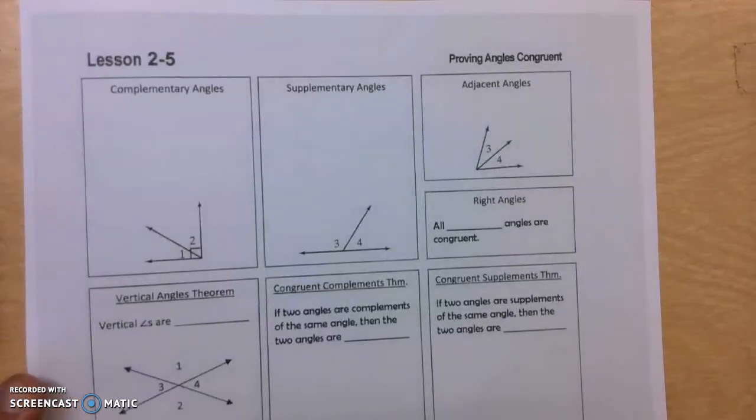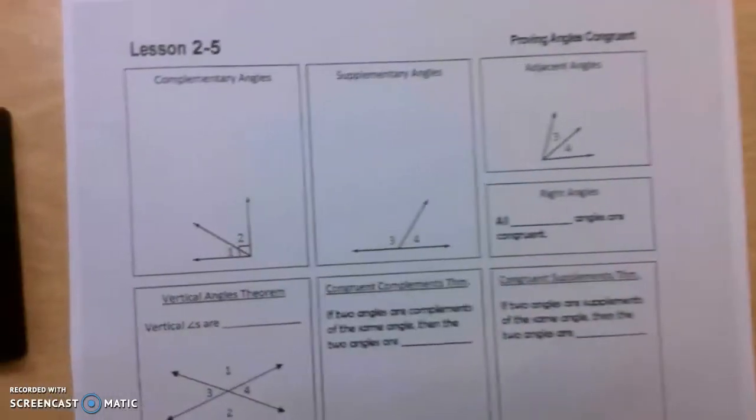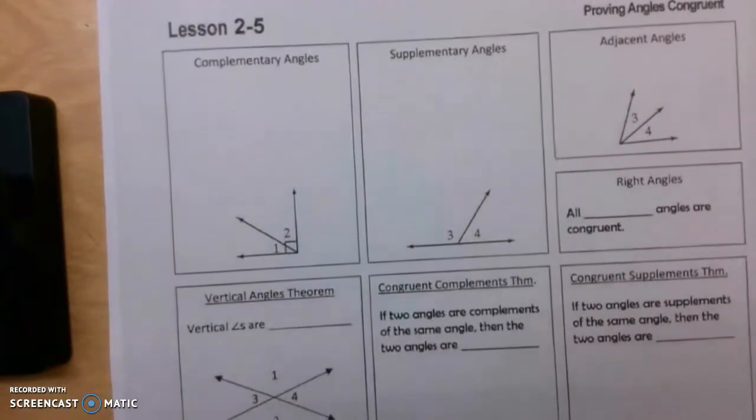All right, here are the notes for lessons 2-5. We'll start with complementary and supplementary angles, and we've seen these in the past.